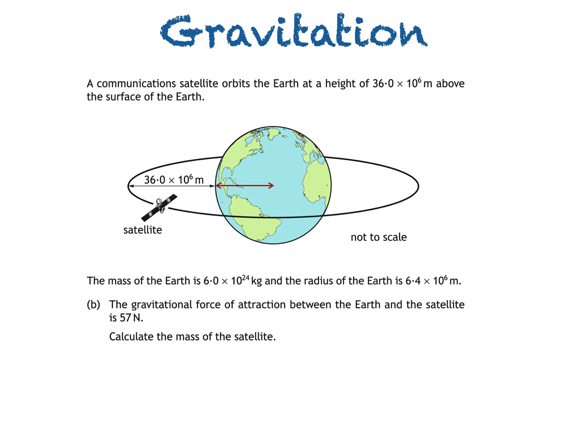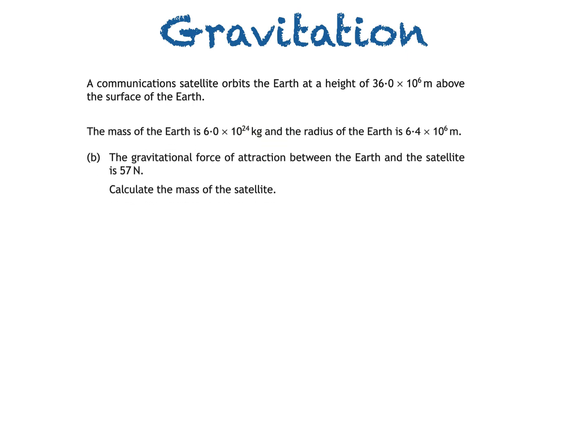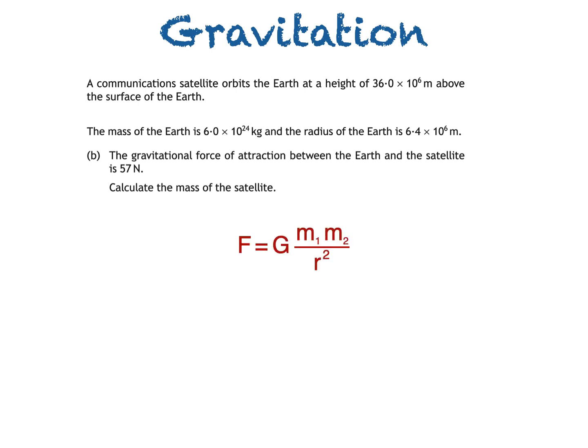The gravitational force of attraction between the Earth and the satellite is 57 newtons. Calculate the mass of the satellite. So if we get a little bit more space to do our working, we use this equation here, where F is the gravitational force between the Earth and the satellite. Uppercase G is the universal constant of gravitation, which is found in the data sheets, not to be confused with the gravitational field strength or gravitational acceleration on Earth, lowercase g. M1 and M2 are the masses of the Earth and the satellite. You decide which is which.